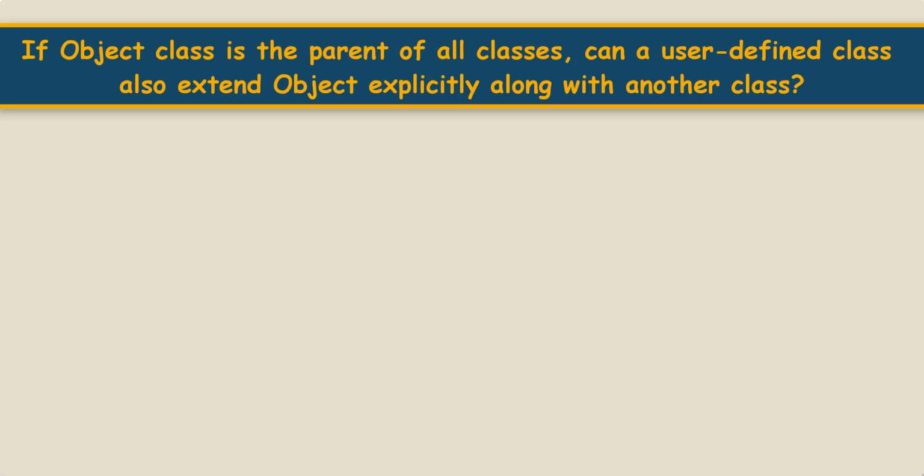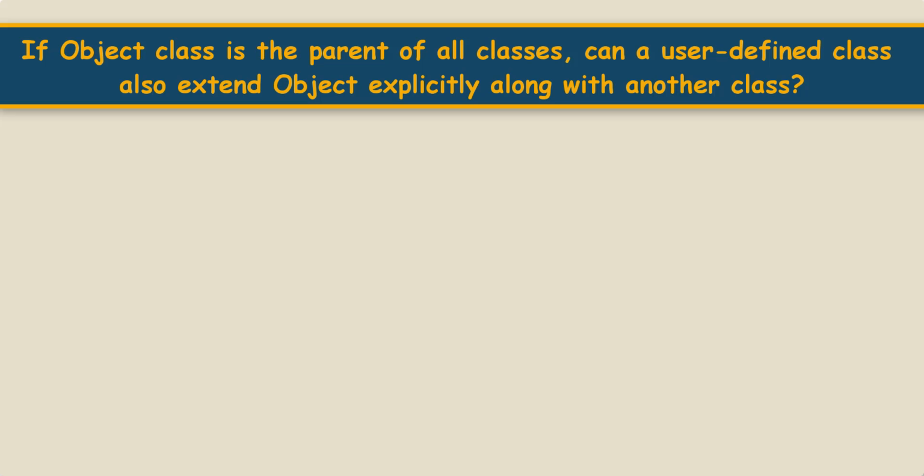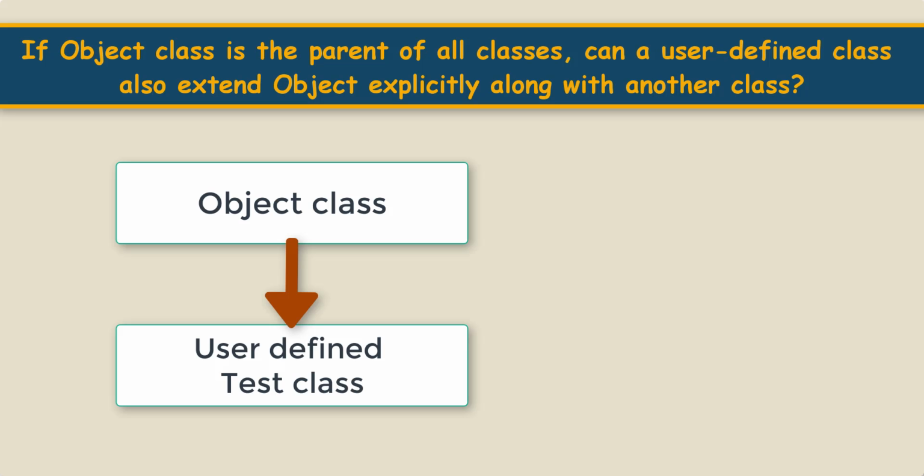So next question related to multi-level inheritance. If Object class is the parent of all classes, can a user-defined class also extend the Object class explicitly along with another class? So previously we have seen that Java doesn't support multiple inheritance. But in Java we know Object class is the superclass for all the user-defined classes or inbuilt classes in Java. So whenever you create any class in Java, even though you are not able to see it, Object class will be the superclass of the class whatever you have created.